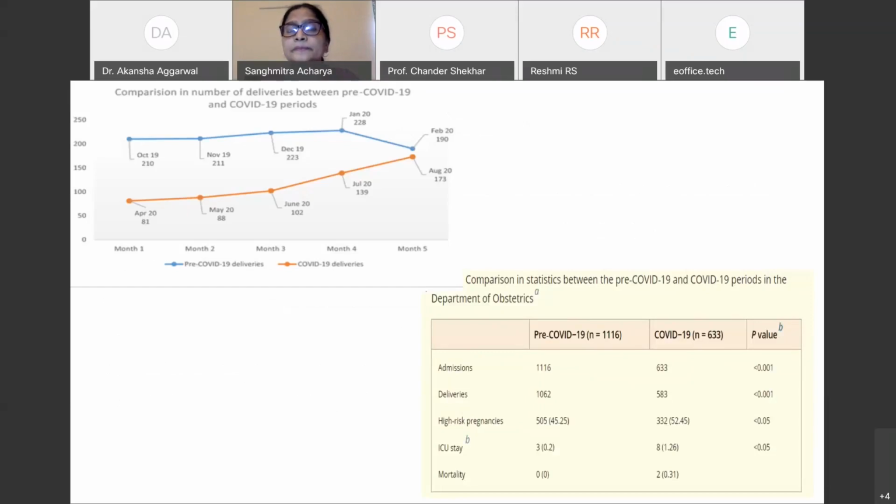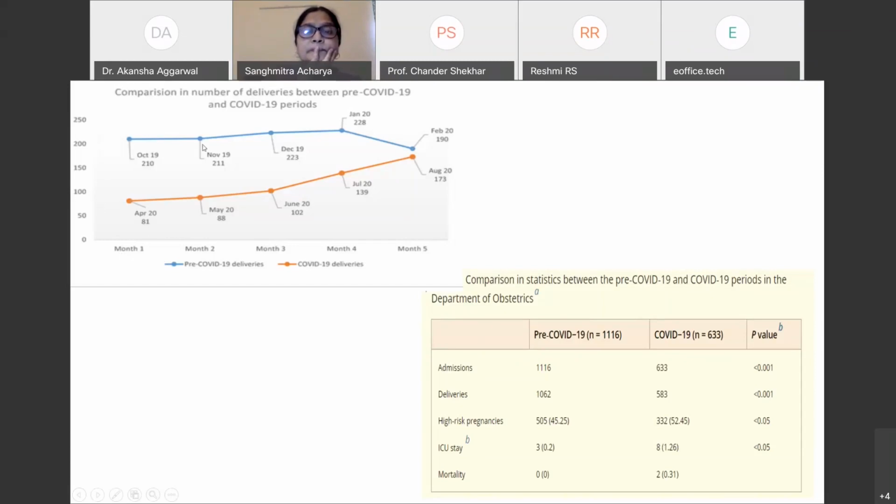On your screen right now, you can see one graph and one table. This was a study done in a tertiary care hospital in India. They compared the number of deliveries during the lockdown with a certain time period in 2019. So first look at the graph. The graph shows a comparison in the number of deliveries during the pre-COVID and COVID time periods. On the x-axis, we have the months during which the study was done, and on the y-axis, we have the number of deliveries.